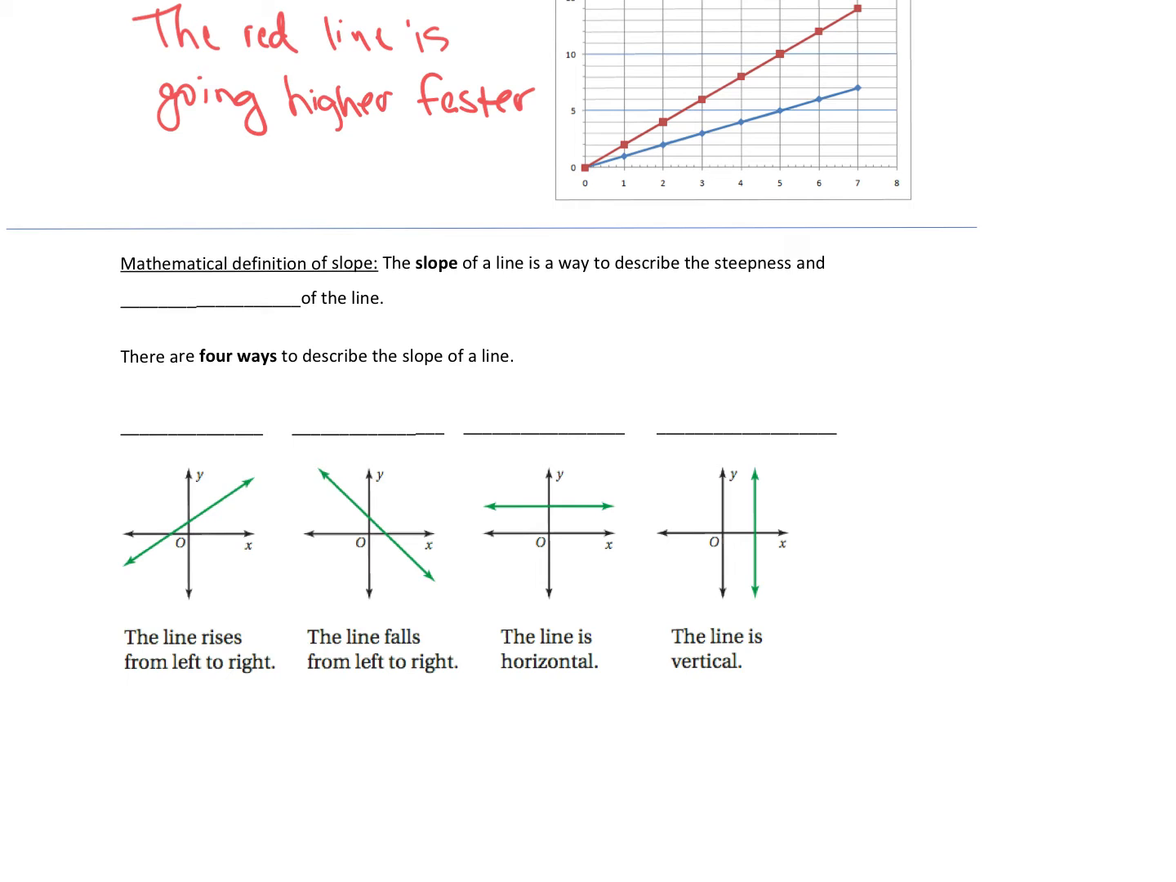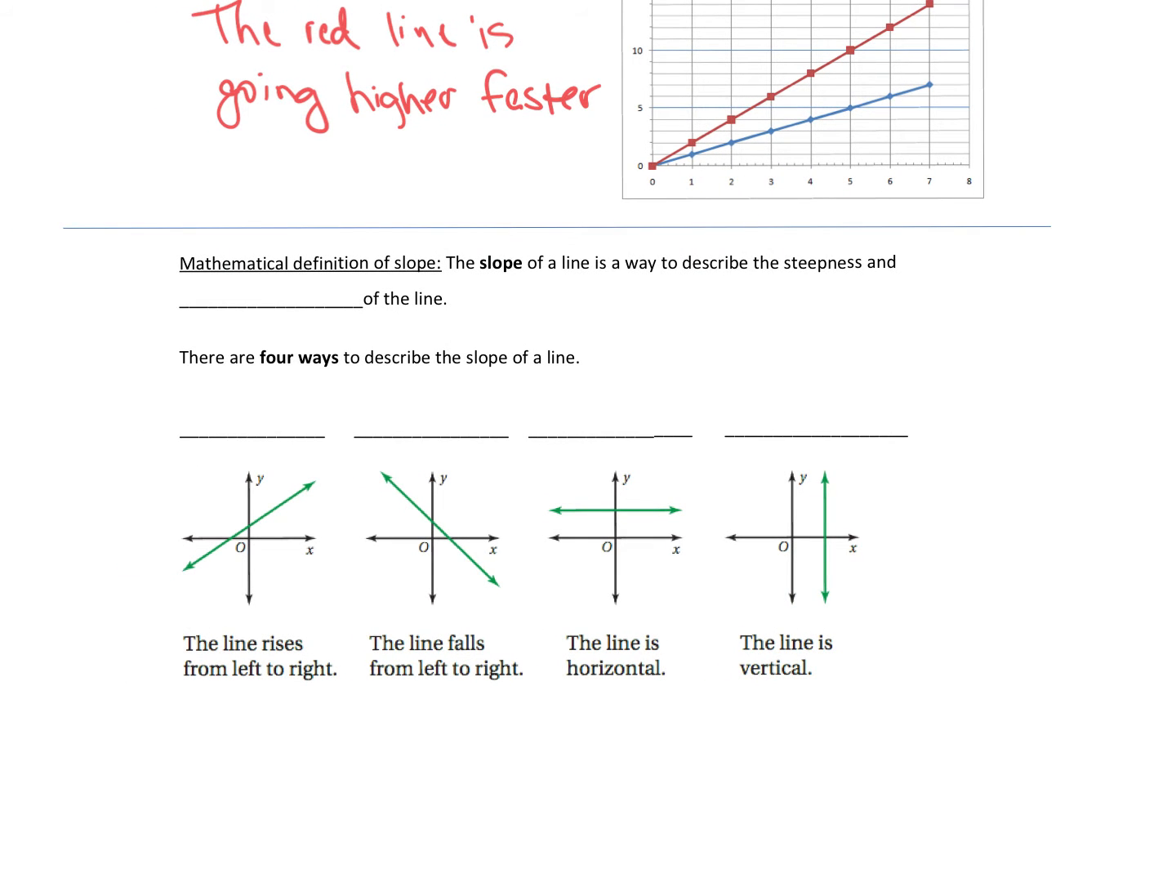Okay, so let's take a look at the definition of slope. The slope of a line is a way to describe the steepness of a line and the direction of a line. So we're going to put in here direction. So the slope of a line is the way to describe its steepness and its direction. So there are 4 ways to describe the slope of a line.